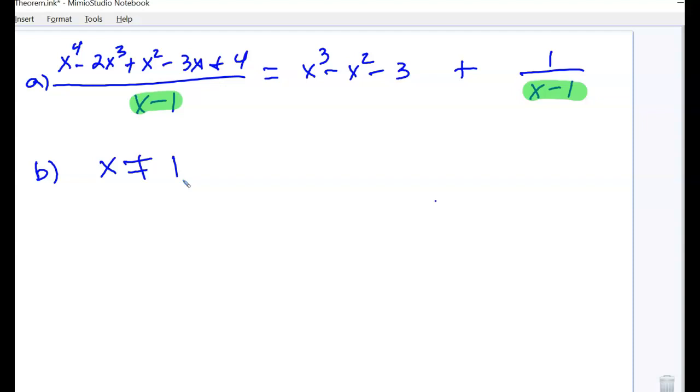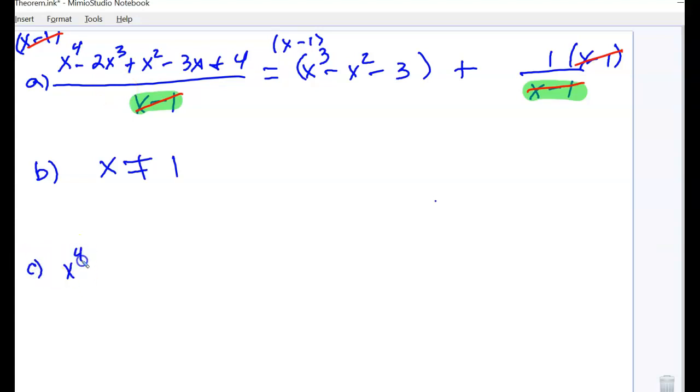And now they want me to verify that this is correct. Well, to verify it, I want to get rid of my fractions in this equation. So I'm going to multiply every term by x minus 1. Multiply this guy by x minus 1. And this guy by x minus 1. So in this term, these are going to cancel. In this term, these are going to cancel. So what I have to end up doing is multiply this trinomial by that binomial, add 1, and see if I get the polynomial on the left.